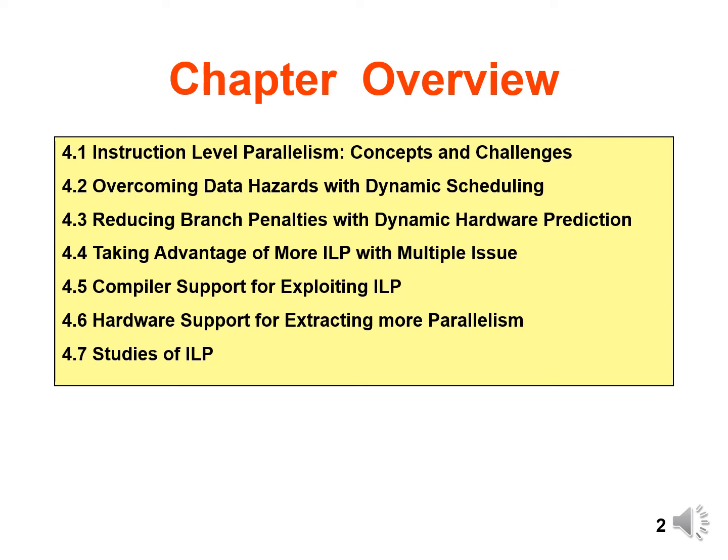And the next one is compiler support. The compiler can also help in exploiting ILP, so what is the role of the compiler in this? And the next one is hardware support for extracting more parallelism. What hardware changes do we have to make in the processor so that we can execute more instructions at a time and improve the parallelism?